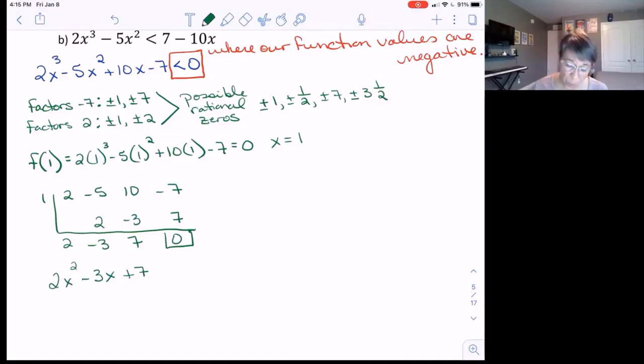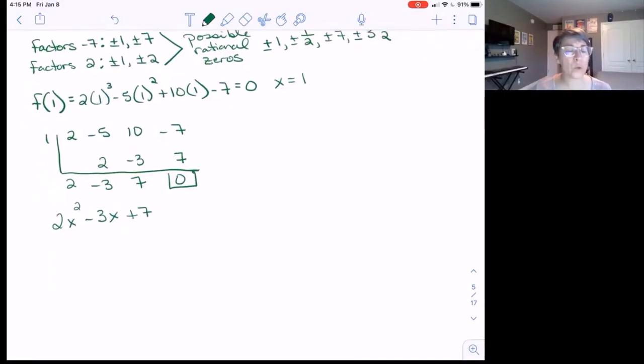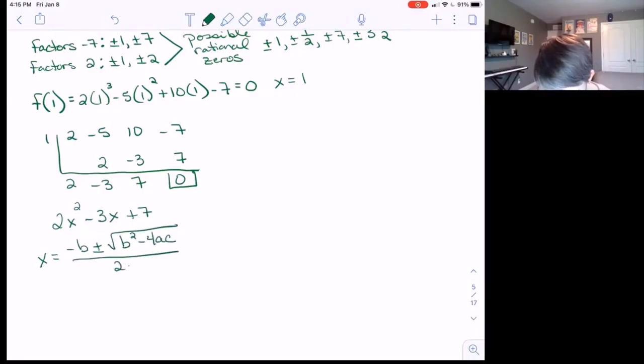Well, we were hoping that this trinomial here would be factorable, but it's not. We multiplied 2 times 7, we'd get 14, no factors of 14 that add to a -3. But we can use the quadratic formula. So remember, x equals the opposite of b plus or minus the square root of b squared minus 4 times a times c all over 2 times a.